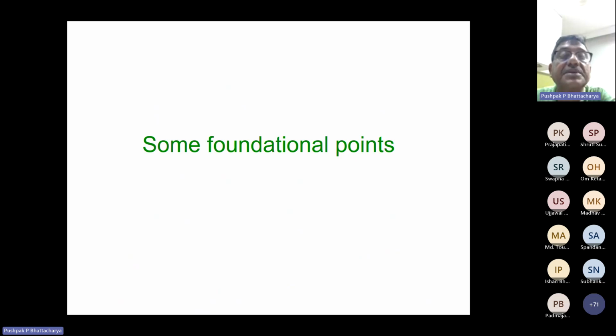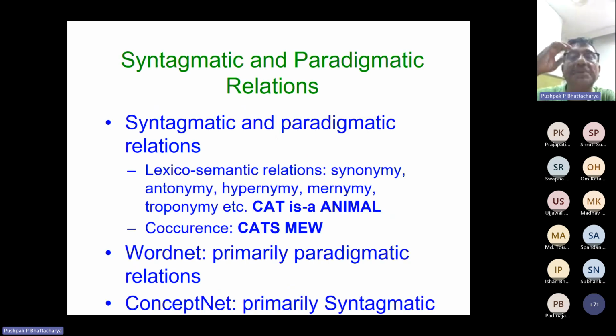So let's look at some foundational points. The difference between syntagmatic and paradigmatic relations. This is really a very important notion. There are lexicosemantic relations like synonymy, antonymy, hypernymy, meronymy, troponymy, etc. When we say a cat is an animal, cat and animal are related by the relation is a. So that means cat is a kind of animal. So is kind of or is a relation.